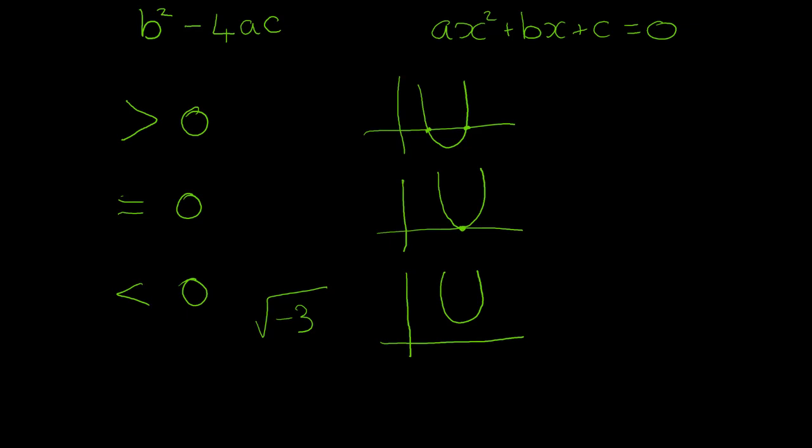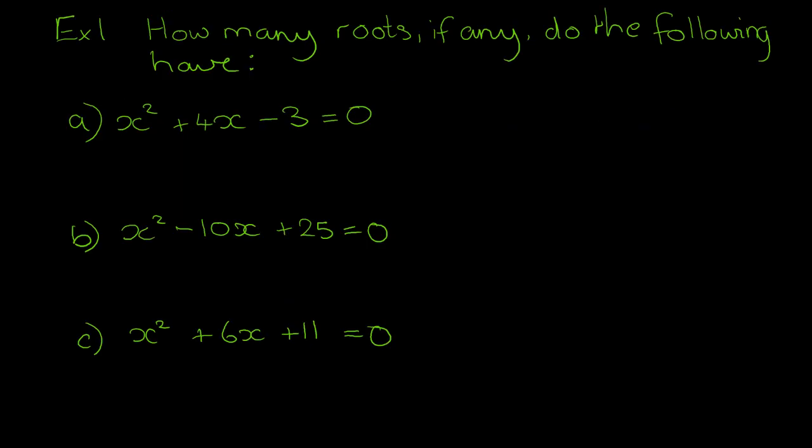Greater than 0, positive. That means there are two roots, two solutions. Equals 0, that means there's one root, or if you like it, two roots that are the same. And if it's negative, if it's less than 0, then there are no roots, there are no solutions. So let's put that into practice. So we're just going to work out how many roots, if any, the following have.